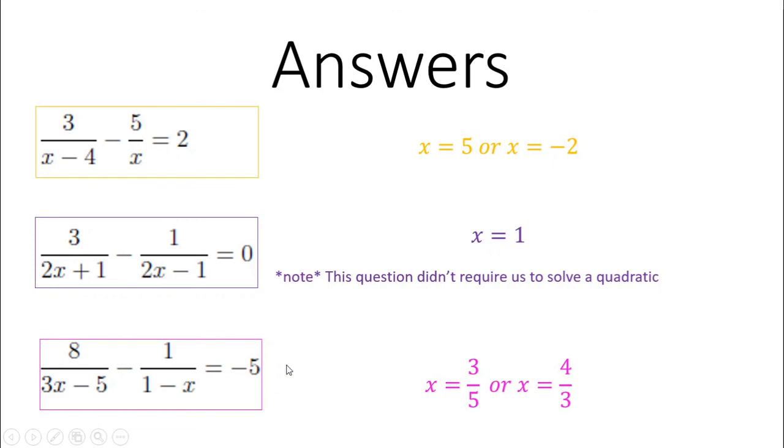Now this last one, x is either 3 over 5 or x equals 4 over 3. Again, you can check those answers by substituting them in here, and you should get an answer of negative 5. And if you've got something other than that, go over your working and let me know if you need any help.